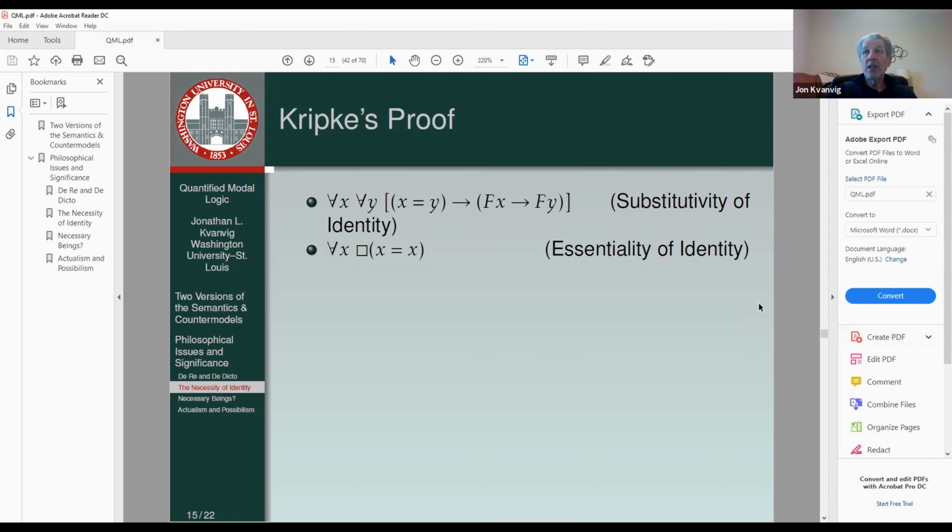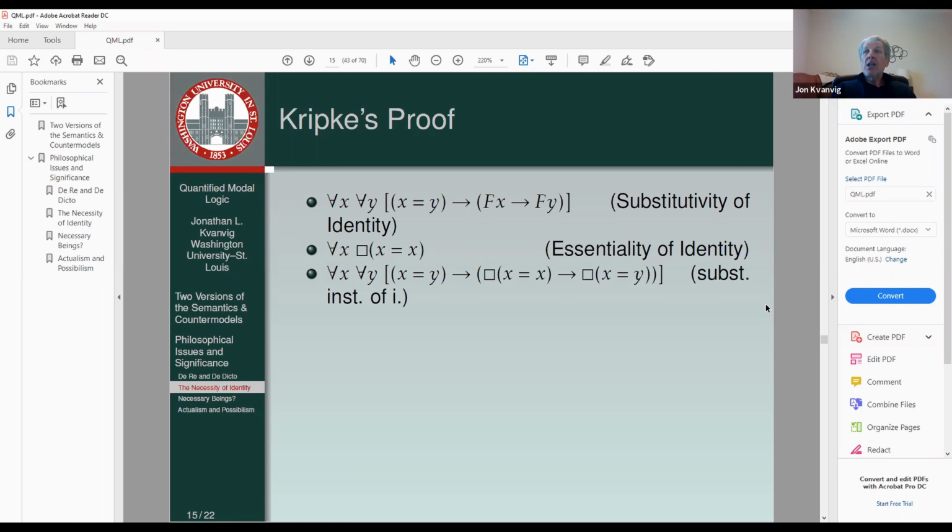This second one, the essentiality of identity, is just the generalization of the fact that I reported earlier. A equals A is a theorem in standard first-order theory. By the rule of necessitation, we can box it, so we can get box A equals A. And then since that's a theorem, you can universally generalize on it. So for all x, it's a necessary truth that x is identical to x.